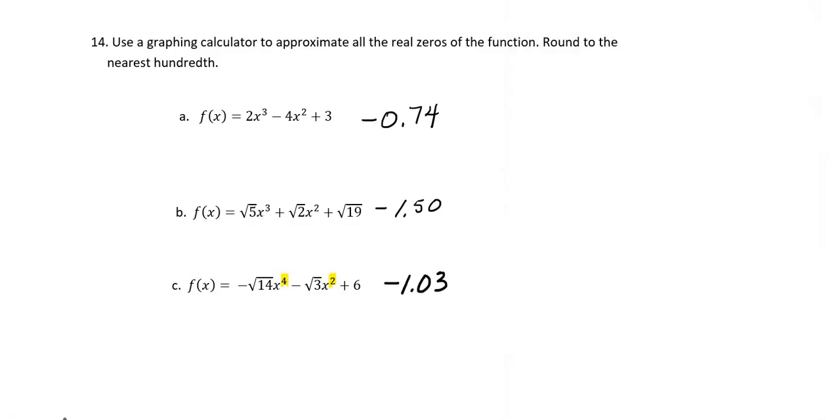Hey, if you found the 0 that's toward the left of your graph, it's -1.03, and that means your other 0 is going to be +1.03.